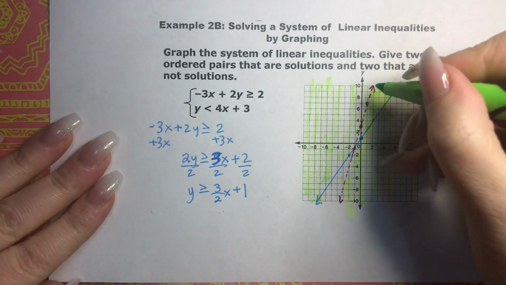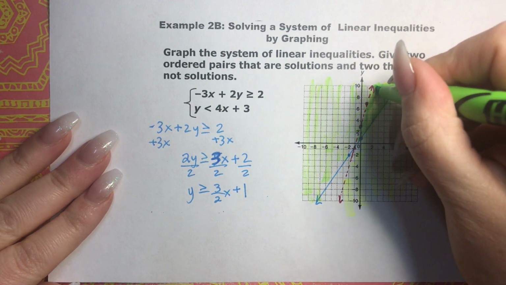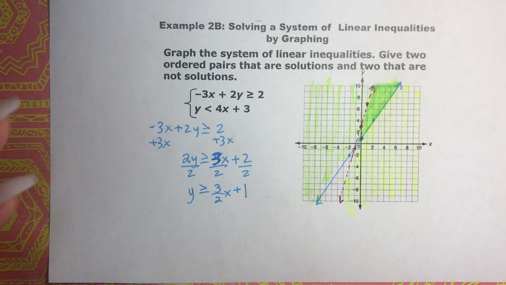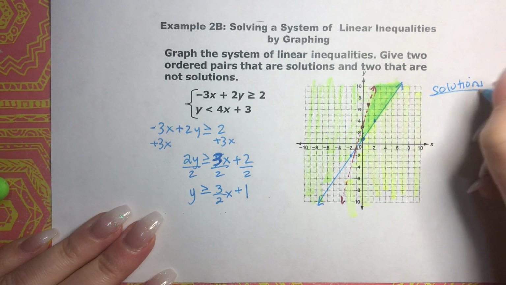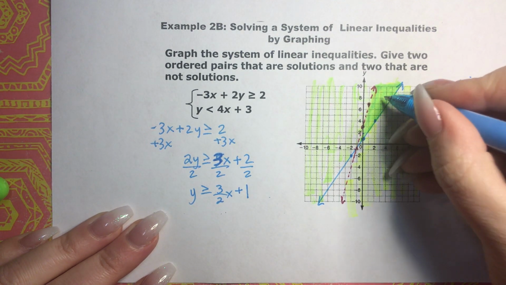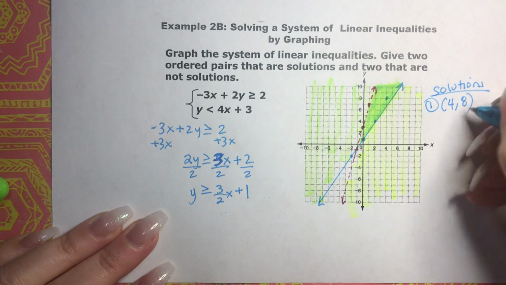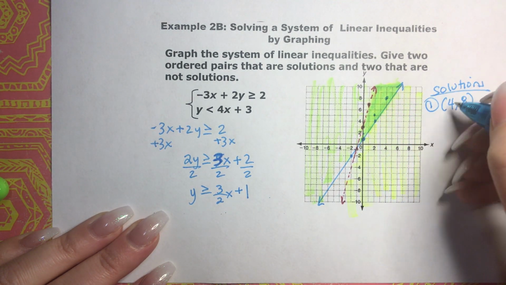I'm going to use a different color just to really accentuate this region, because this is where our solutions are. And then what do we have to do? We have to say the solutions. So we need two ordered pairs that are solutions. The first one, let's just go with this one. (4, 8) would be one. There's a ton. Or this one here, (2, 5). Yeah, (2, 5).